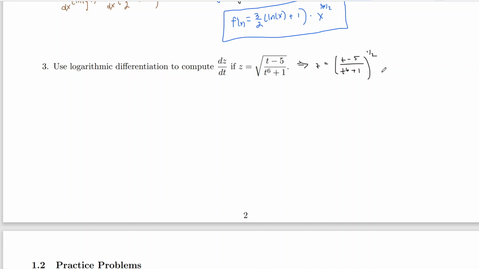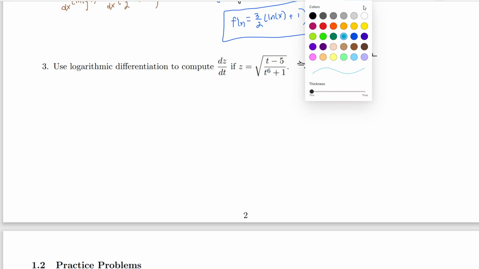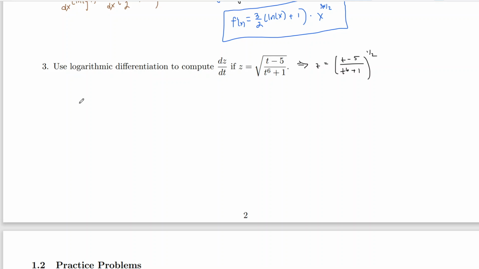Right? But we know how to do the derivative of this. We could use the chain rule, that would be the power rule first, then we rewrite the inside, subtract 1 from the power, and then multiply by the derivative of the inside. And to do that, we would have to do the quotient rule. Well, let's just see how great logarithmic differentiation is. Do the same steps, even though we could already do it the other way. So we do the natural log of each side. We get the natural log of z equals the natural log of this big fraction. We have t minus 5 over t to the 6th plus 1, to the 1/2 power.